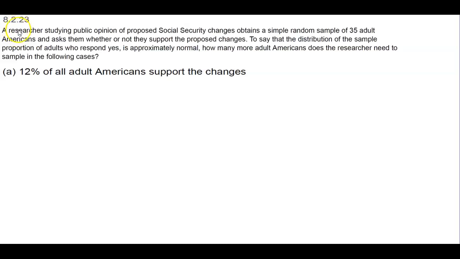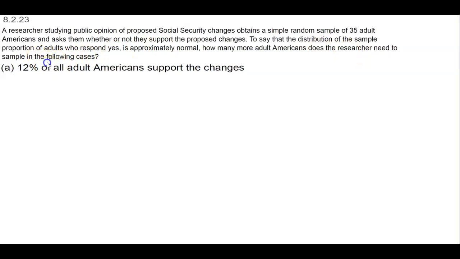Section 8.2.23. A researcher studying public opinion of proposed Social Security changes obtains a simple random sample of 35 adult Americans and asks them whether or not they support the proposed changes. To say that the distribution of the sample proportion of adults who respond yes is approximately normal, how many more adult Americans does the researcher need to sample in the following cases?